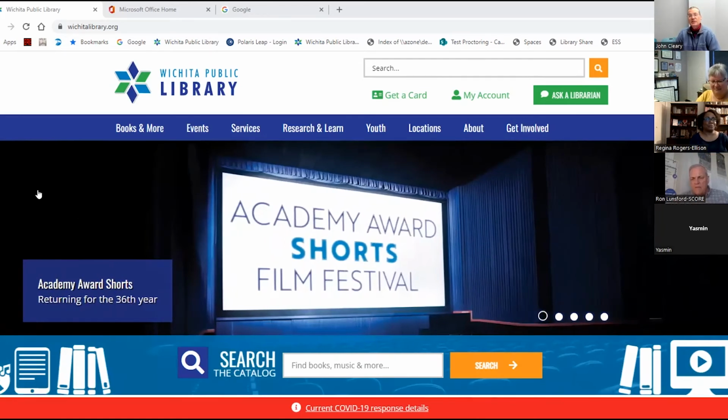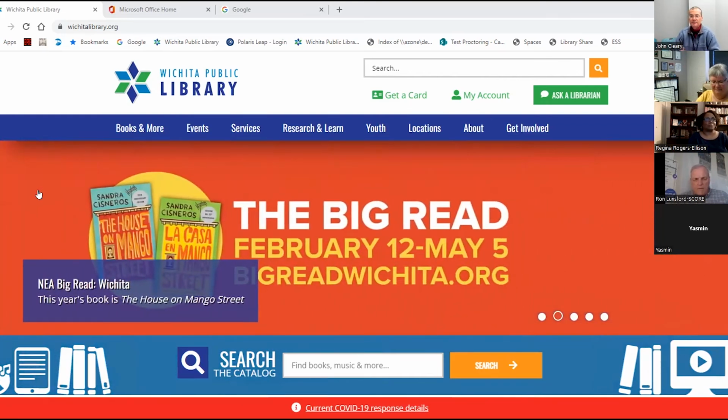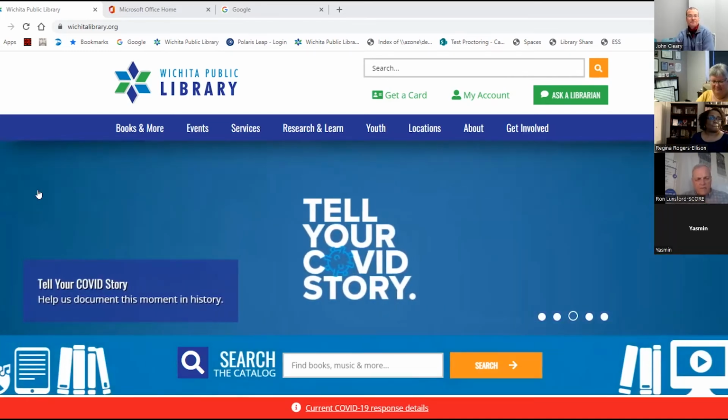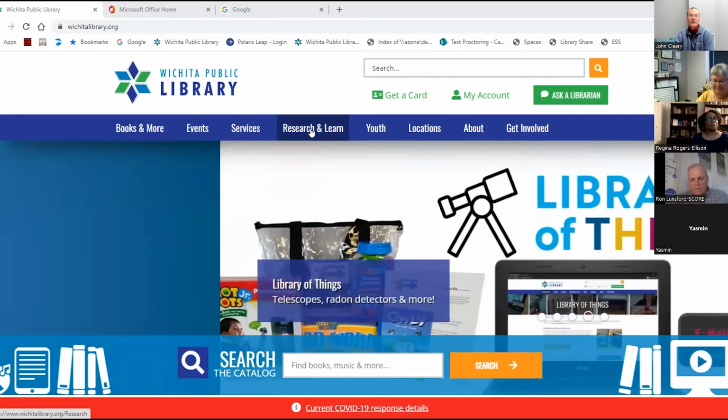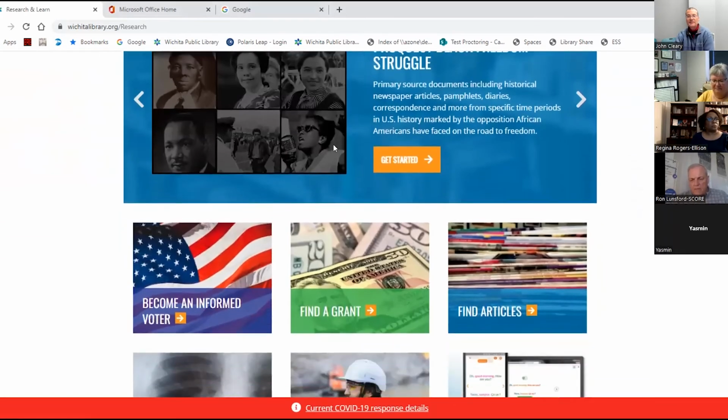And the best starting point is our library webpage, which is wichitalibrary.org. And hopefully you can all see that on your screen currently. I'll go ahead and get started. So here in the middle of the screen is a research and learn link. Click on the research and learn, and it takes you to a lot of our different databases.